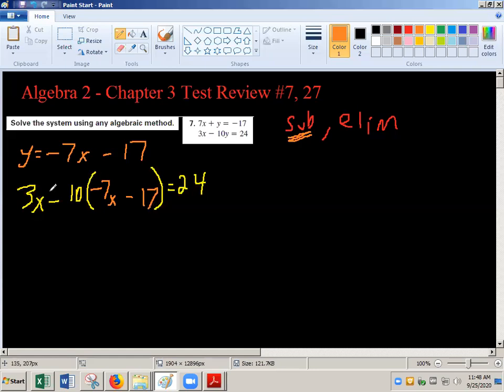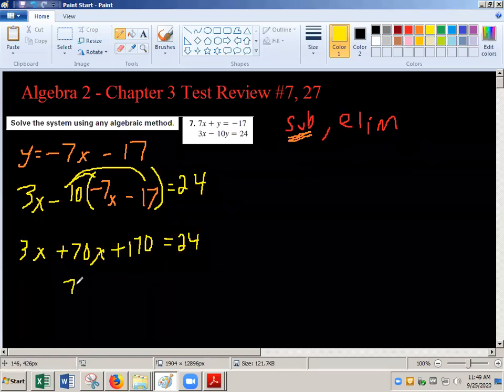Looking at this, I'm going to do my distribution and go ahead and solve. This 3x is just 3x. My negative 10x is going to both of these terms, so I'm going to get plus 70x, and over here I'm going to get plus 170, equals 24. Again, I'm going to get all of my x's together and all of my constants together. So on the left side here, I'm going to get 73x.